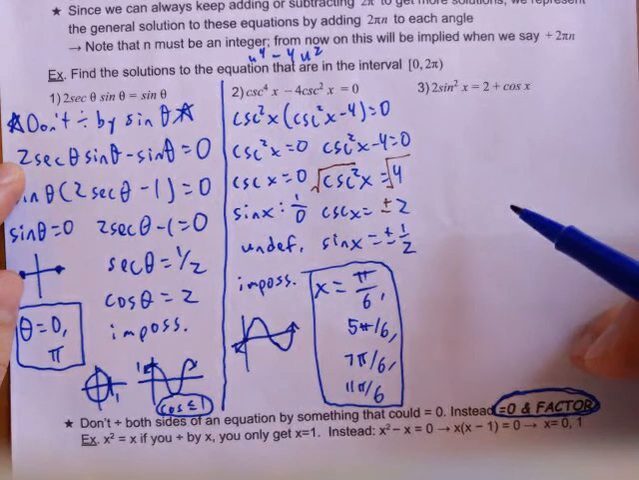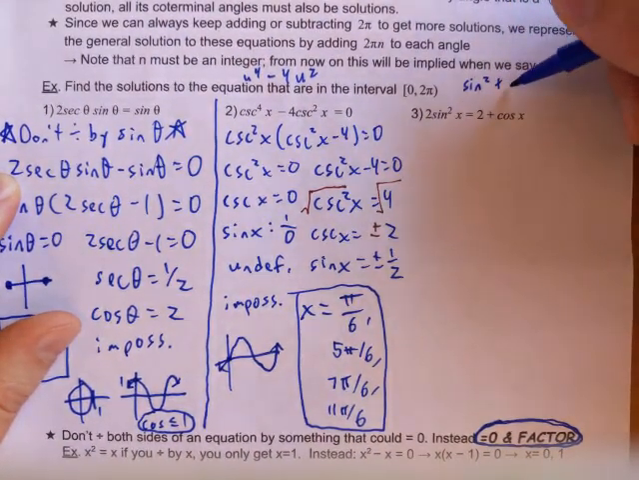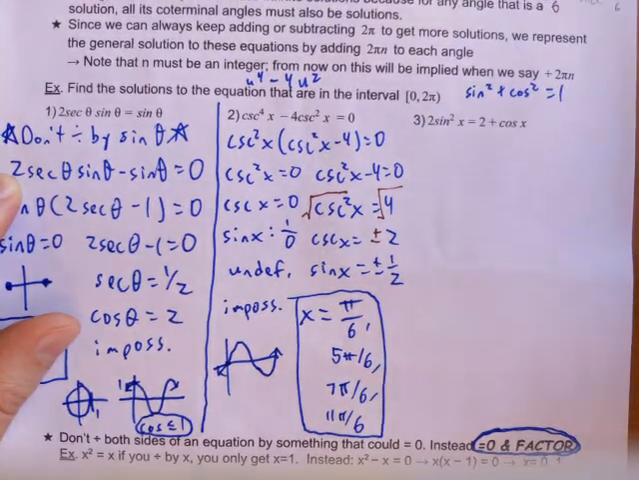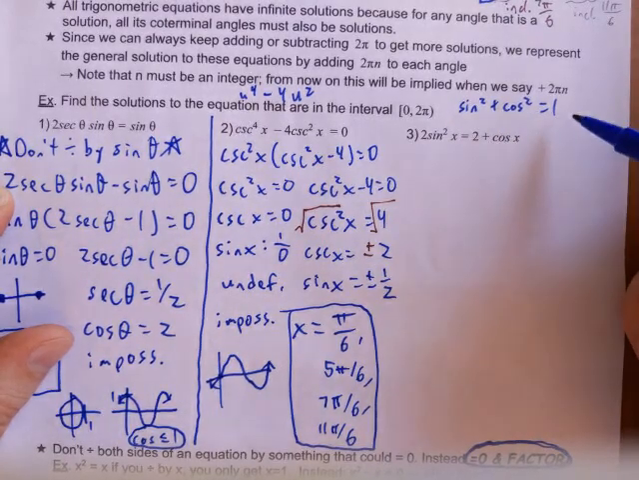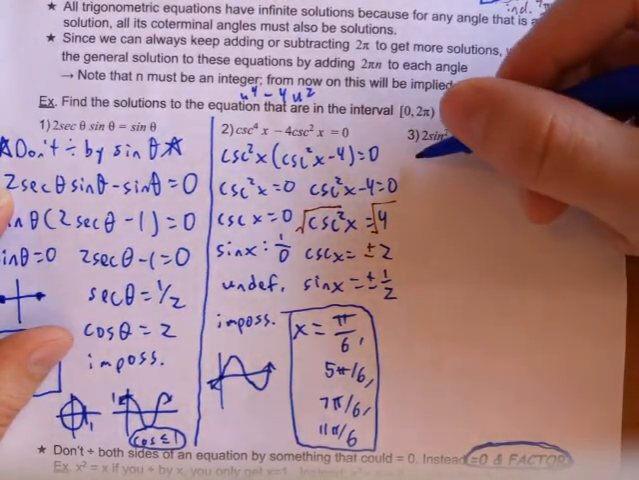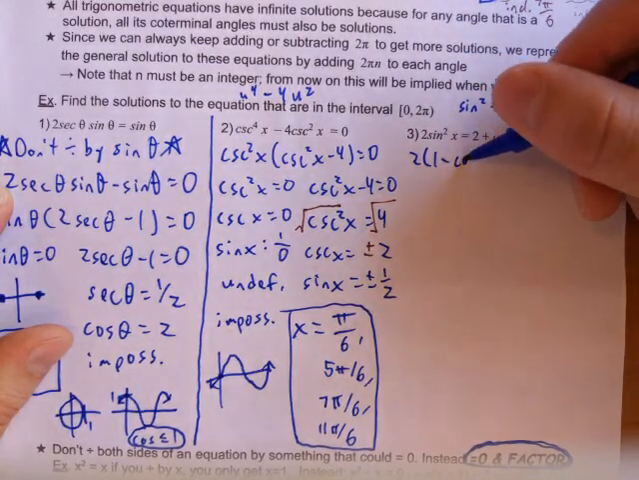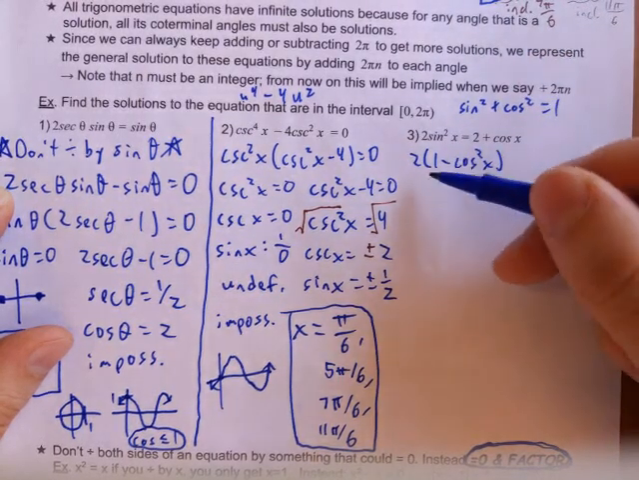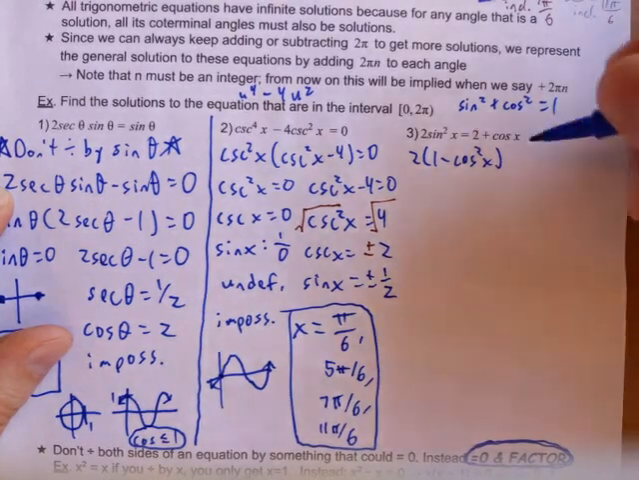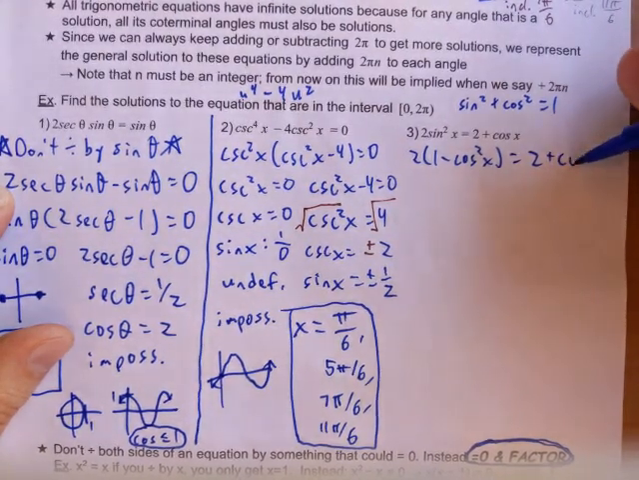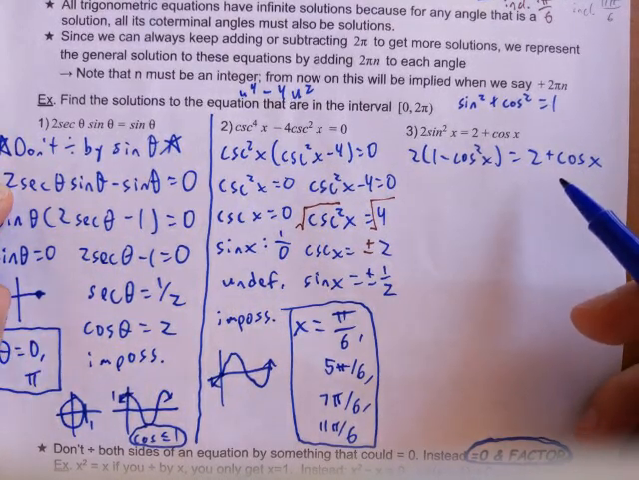You probably remember those Pythagorean identities. We had that sine squared plus cosine squared equals 1. And so I can replace sine squared with 1 minus cosine squared. Just make sure this 2 will have to be distributed here: 1 minus cosine squared x, 2 times all of this, 2 times sine squared, so 2 times the whole thing we're replacing sine squared with.